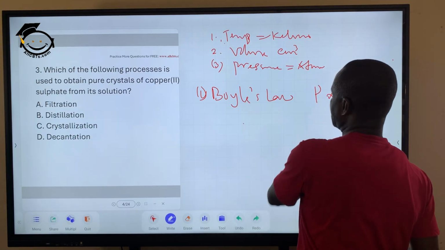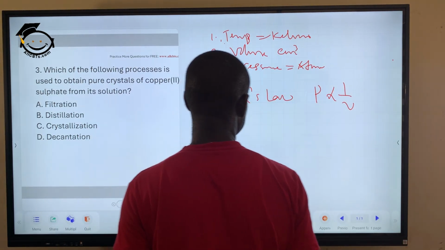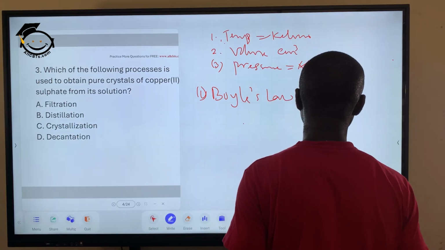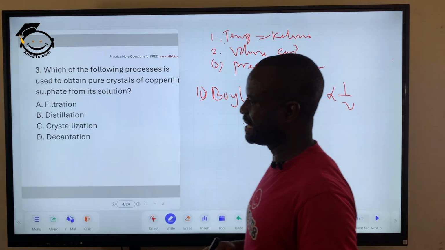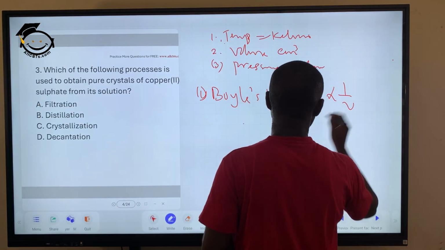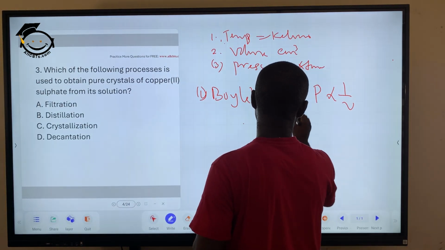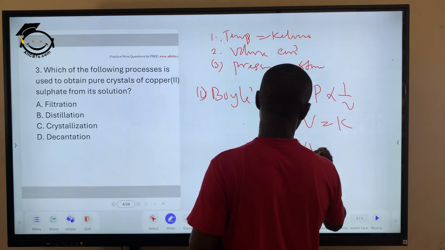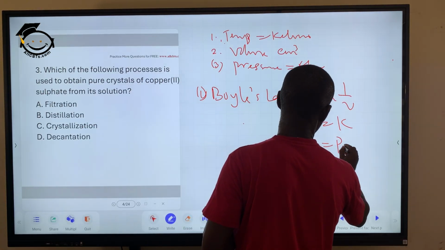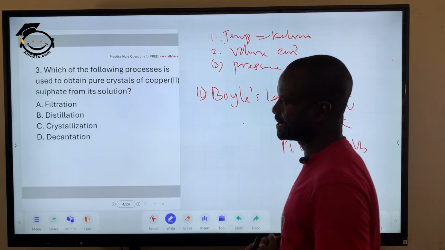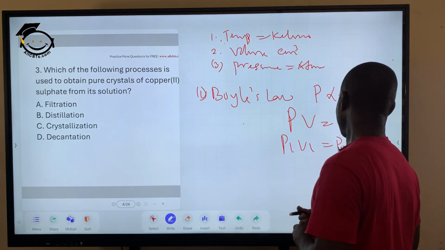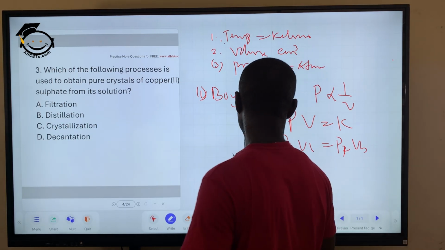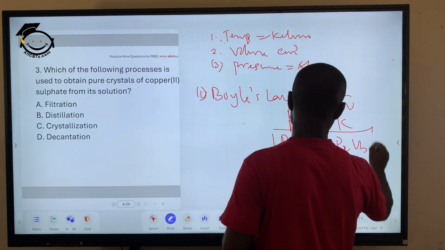Or you can say the volume is inversely proportional to its pressure, depending on how you see it, provided the temperature remains constant. So when you remove the sign of proportionality, it gives you PV equals K. So where K is, you can have P1, V1, P2, V2. P1 means the initial pressure, P2 the final pressure, V1 initial volume, and then V2 final volume. So this equation defines Boyle's law.